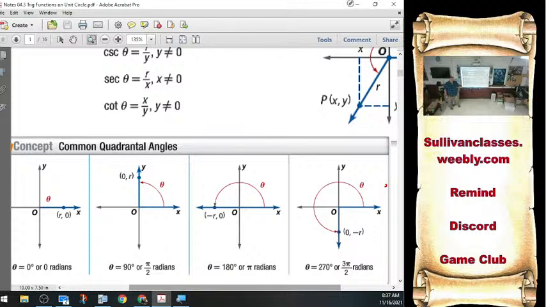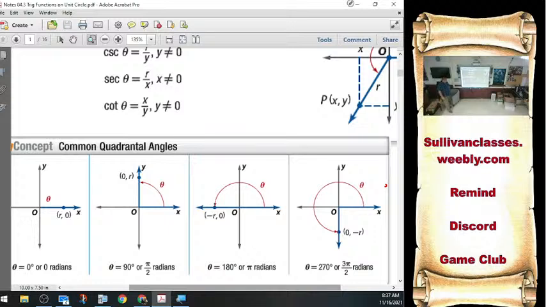Get used to saying everything in radians. Okay? You don't use degrees for a while in this chapter. Not until section 4.8 do we get back to degrees, I think. Okay? So, quadrantal angles are just those.